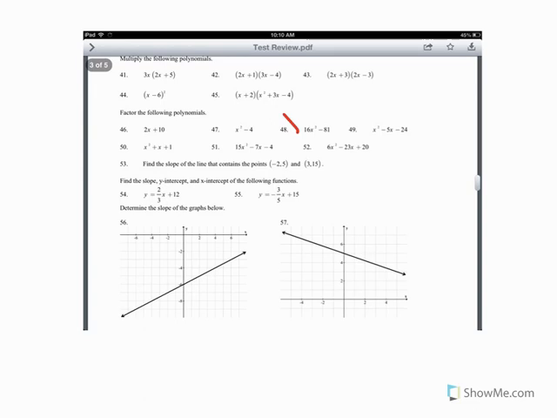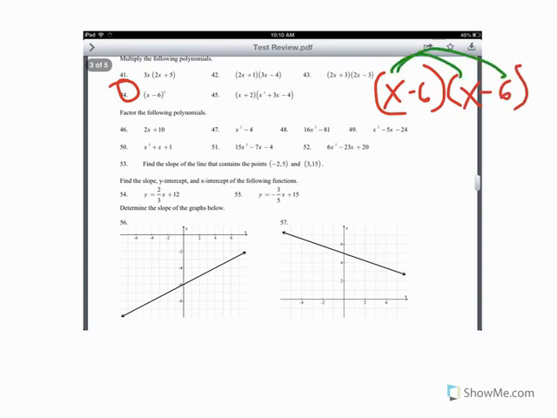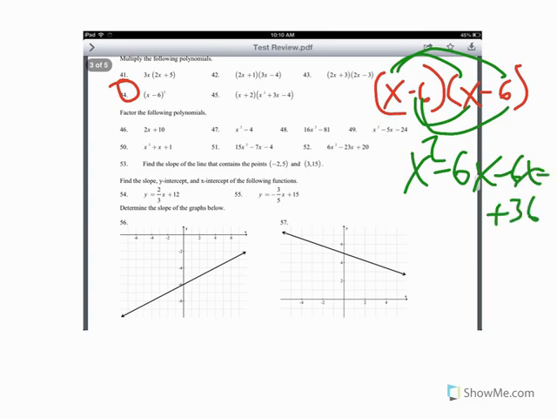Number 44, guys. Make sure you understand that it's going to be x minus 6 times x minus 6. When I multiply this out, I'm going to get x squared minus 6x minus 6x plus 36. Combine my like terms, I get x squared minus 12x plus 36, and that is my answer. Do not just square them individually. It is wrong.